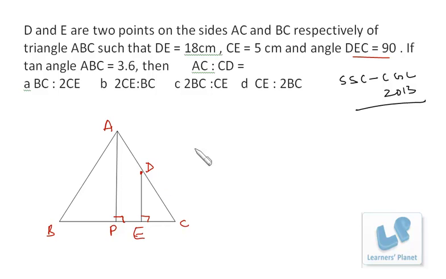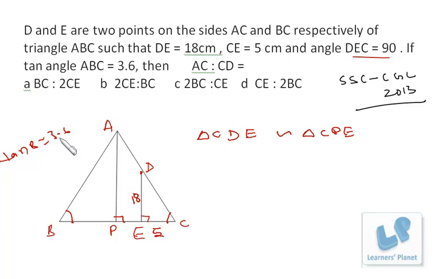So triangle CDE, I just write over here, CPE. You don't have to write in the time of your exams. You just have to save the time. And the reason, angle C is common between both the triangles, and this angle is 90 degree and this angle is 90 degree. So this is AA similarity, right? Now CE is given to be 5 and DE is given to be 18, right? Now if the two triangles are similar, the sides will always be in proportion. And tan B, that is tan angle ABC, is given 3.6. So actually tan B is 3.6, okay?